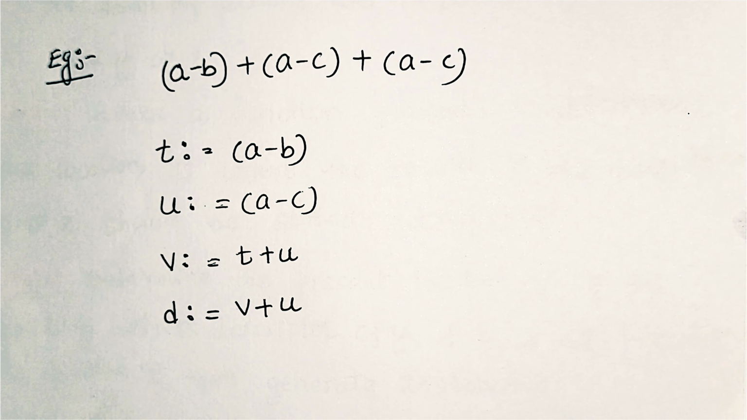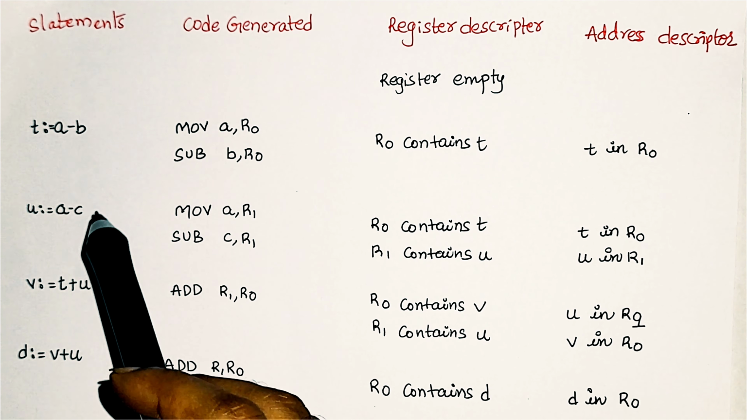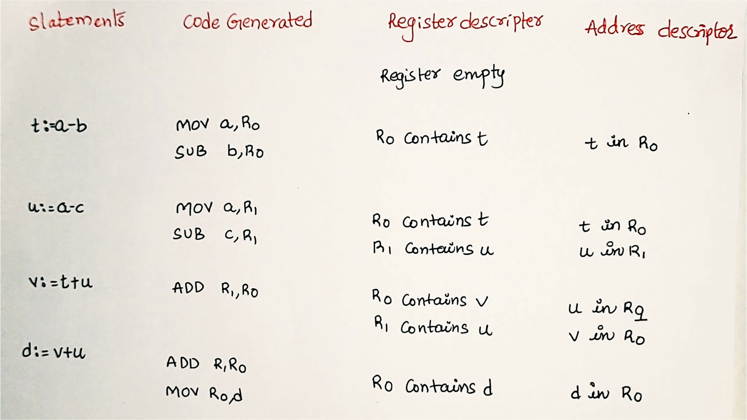Okay, so now I will show how code generation will perform in this. Now here is the example for code generation. So already we have an example like a minus b plus a minus c, right, friends? You can see on the left side you write the statements one by one. So the first one is t is equal to a minus b. There are 4 columns: the first one is the statements, the second one is the code generated, then the register descriptor and the address descriptor. Initially the register descriptor is empty.